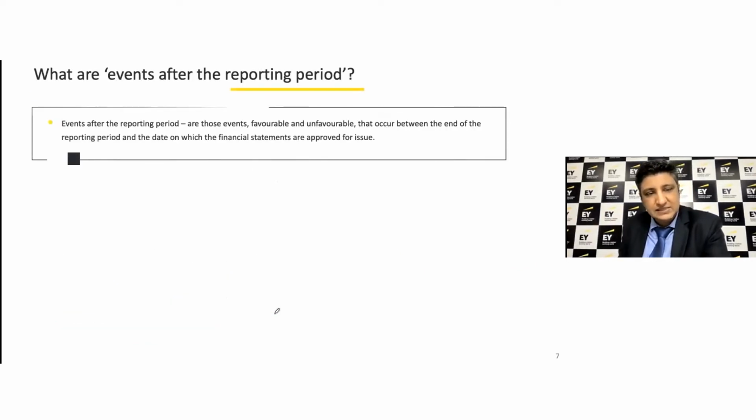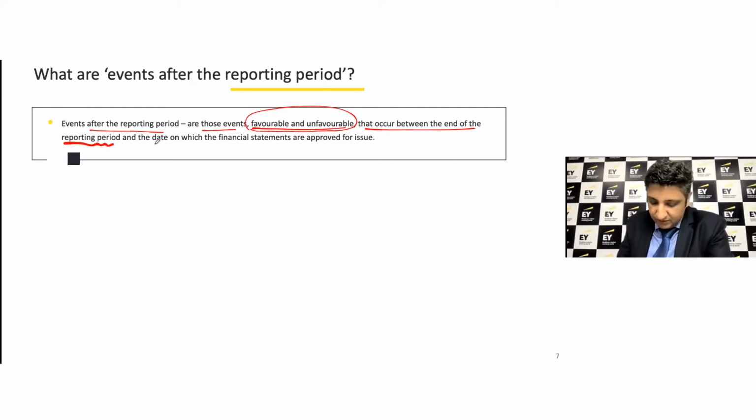Now, this is the formal definition. We really want to understand it well: events after the reporting period are those events, importantly both favorable and unfavorable. You don't take a prudent or conservative view here. You will take into consideration even favorable events. We talked about the example of a court case. What if the court case is in favor? Should I adjust my financial statements? We will discuss that eventually. But what we want to highlight is that both favorable and unfavorable events are covered, that occur between the end of the reporting period and the date on which financial statements are approved for issue.